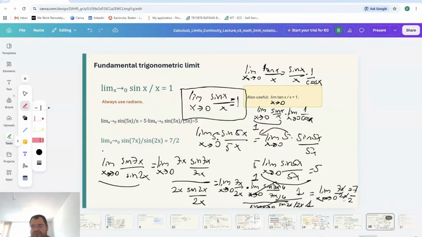Cosine 0, what is cosine 0? When the angle is 0 in the unit circle, cosine 0 is equal to just the radius of that unit circle, which is 1. So that's why the limit is 1 over 1, which is 1. You have 1 here also. You will end up with 1 as the answer.